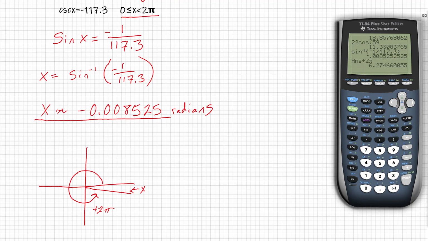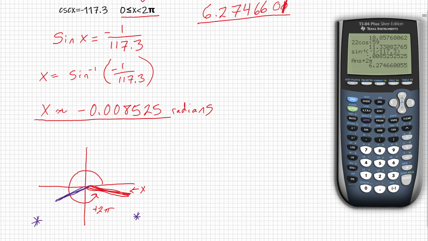And that gives us an angle of 6.2746601. This is one of our angles. This is the other way of looking at a coterminal angle to the one we got out of our calculator. However, there is another angle on the unit circle where this will be true, where sine of the angle will be negative 1 over 117.3. So let's think about where sine is negative. Sine is negative in the 4th quadrant and the 3rd quadrant.